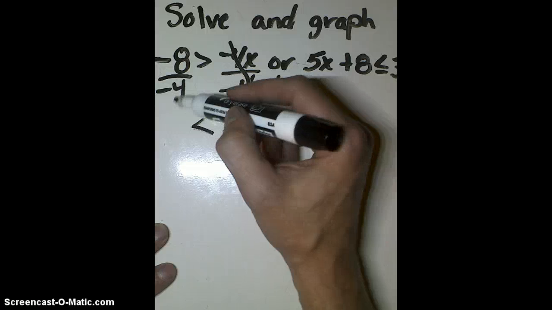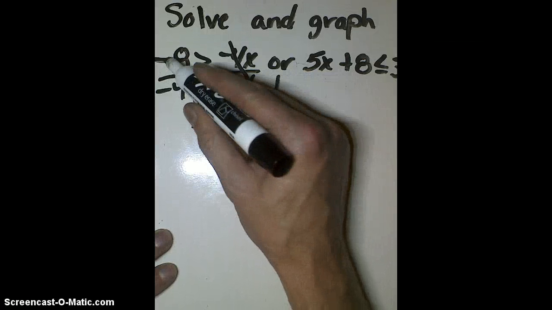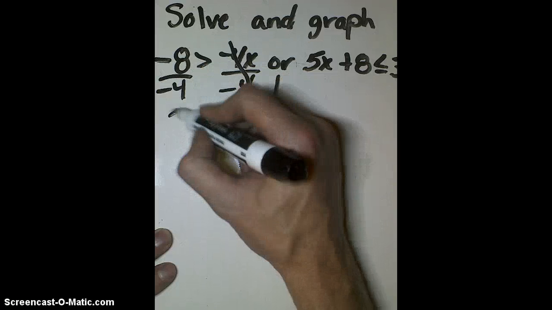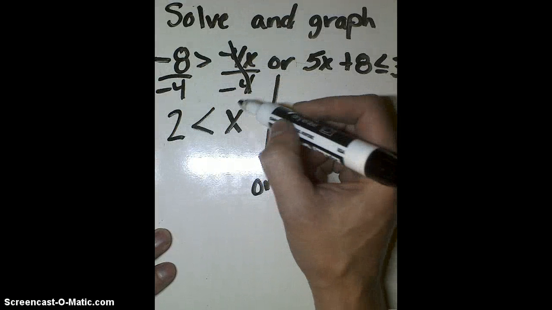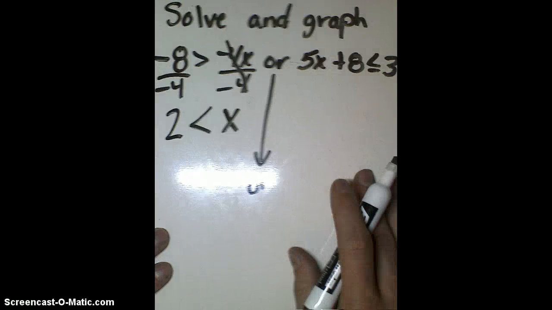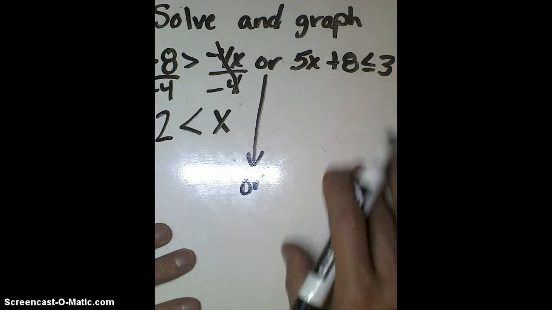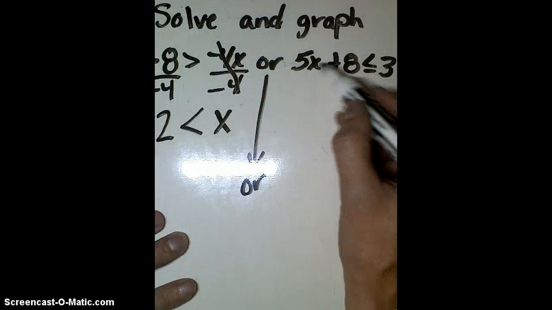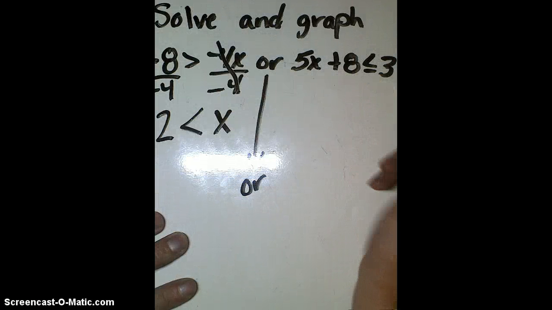Negative 8 divided by negative 4 is a positive. Negative divided by a negative is a positive. 8 divided by 4 is 2. So I have 2 is less than x. Or, come over here to the other side. Now I'm going to ignore this, and I look at this. I've got 5x plus 8 is less than or equal to 3.